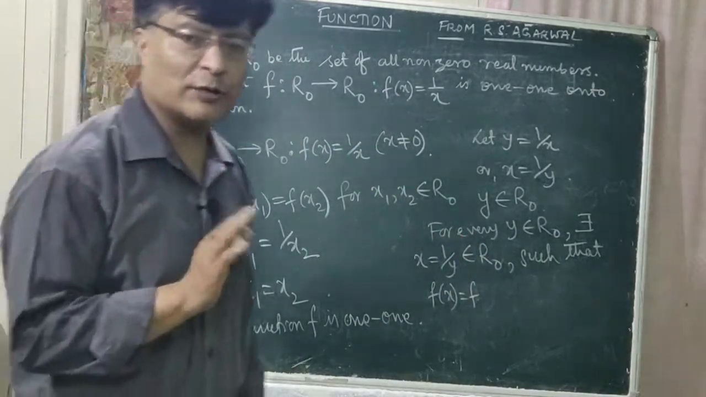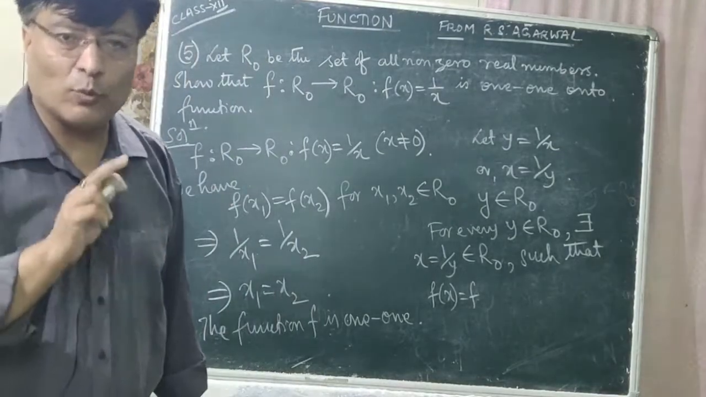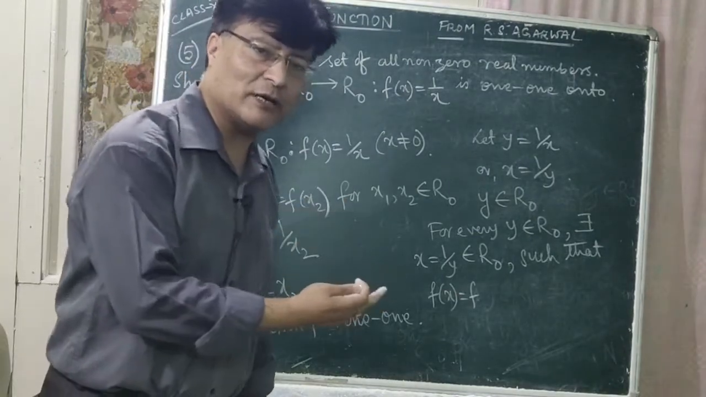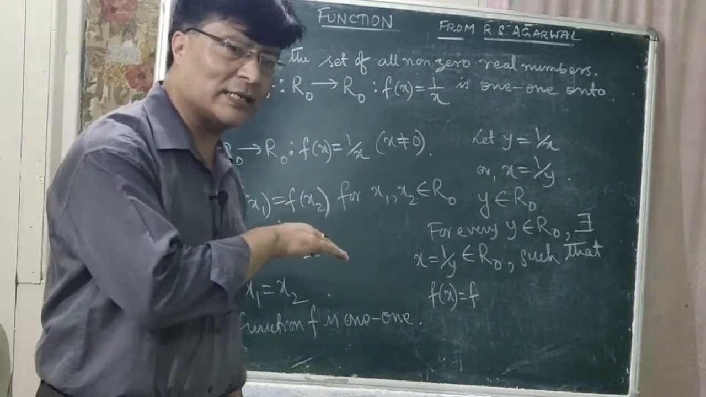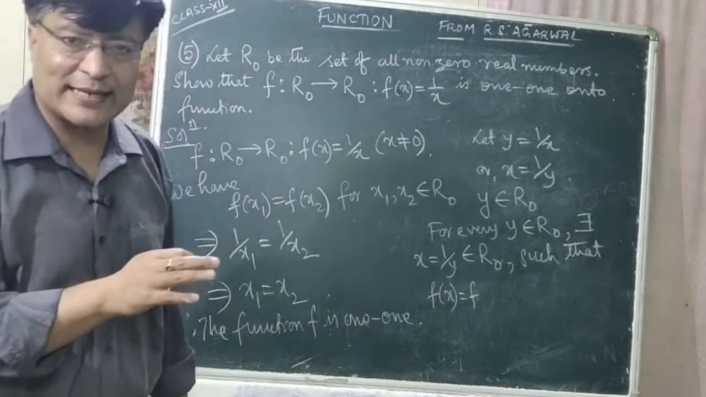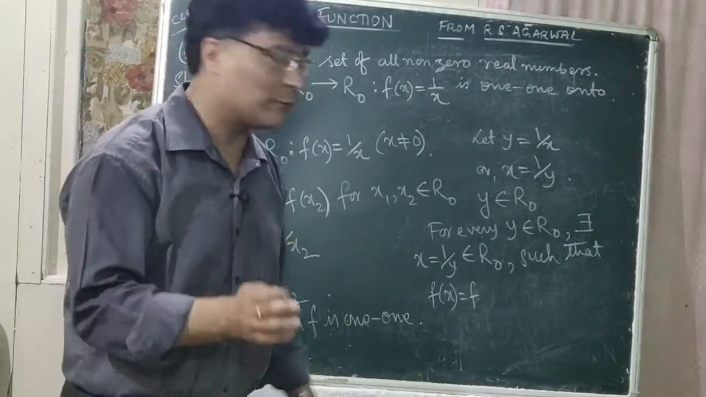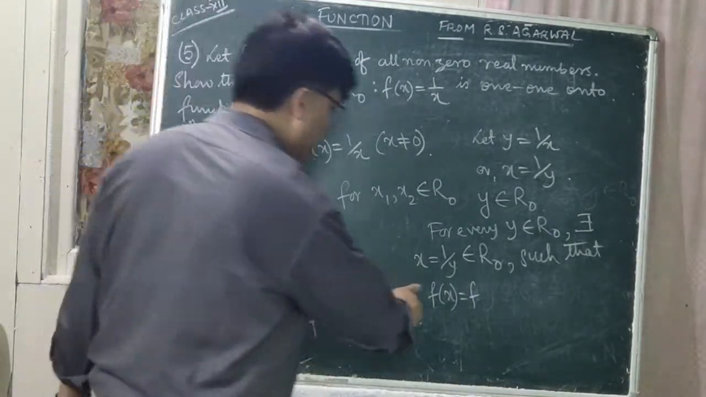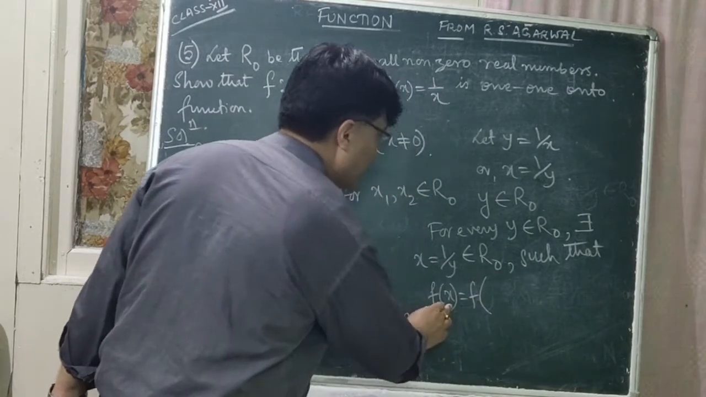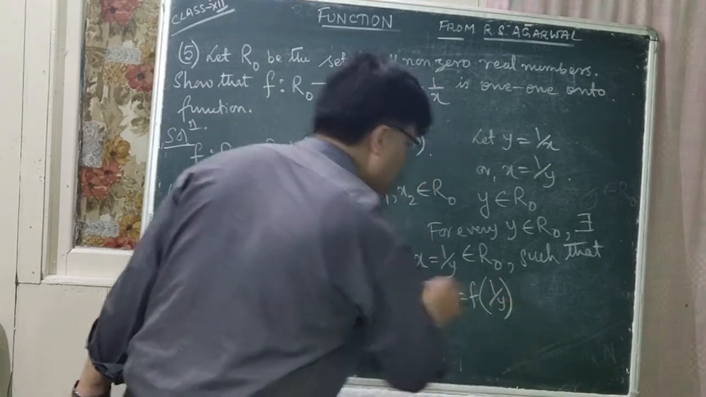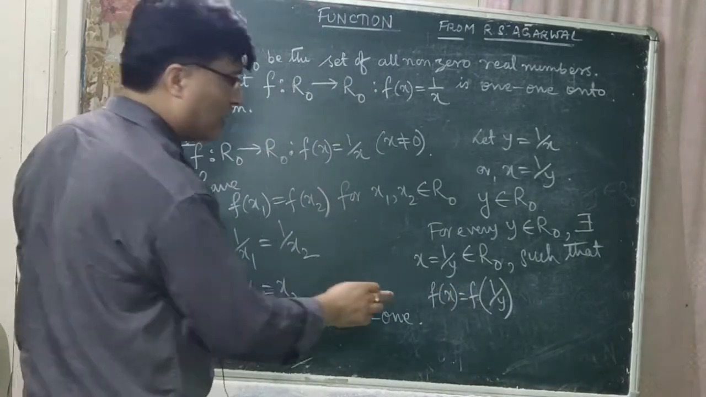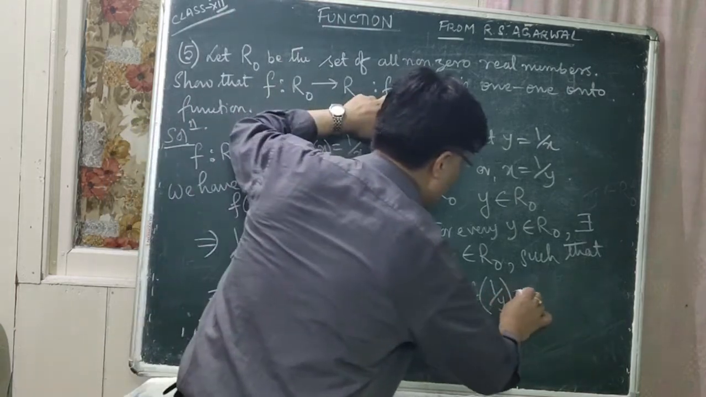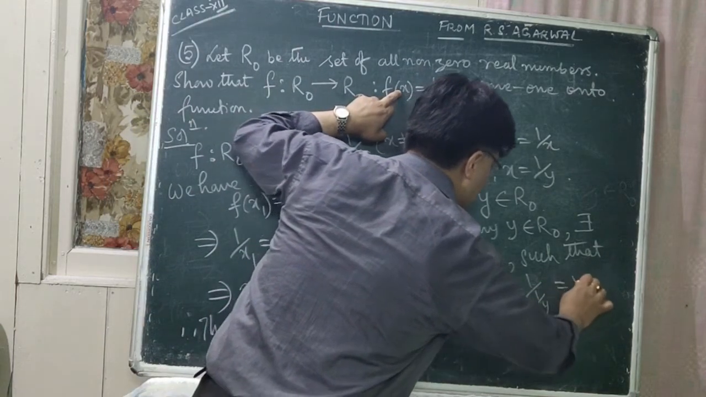So for onto function you have to prove that for every y belongs to the set of real numbers, there exists x belongs to the set of real numbers such that f of x is equal to y. This is from the definition, isn't it? So f of x is equal to f of 1 upon y. If we put here instead of x, 1 by y, it will be 1 upon 1 by y, which is equal to y.